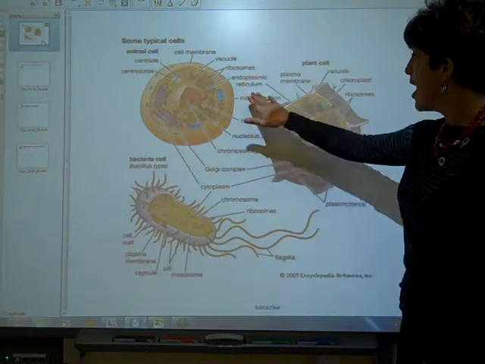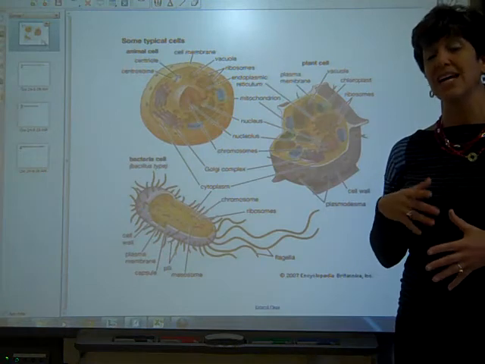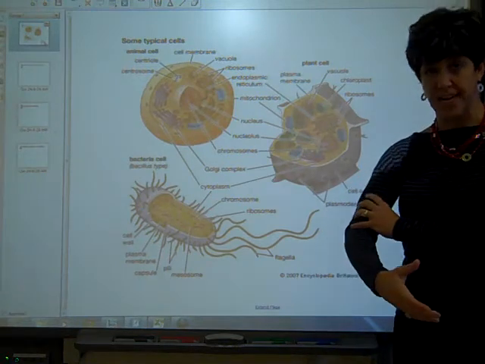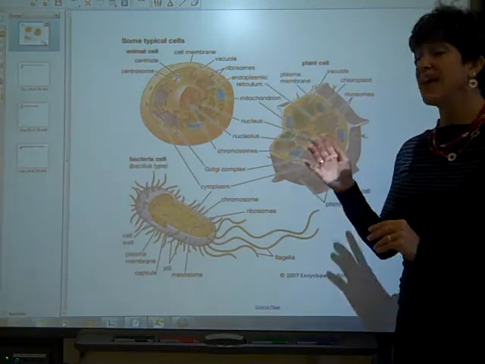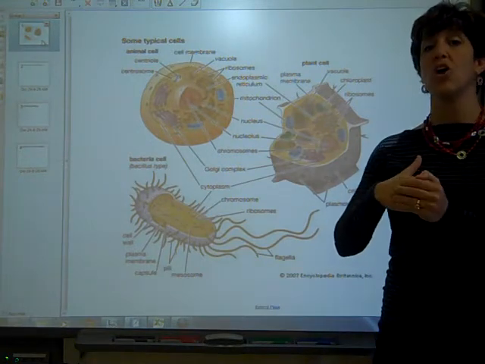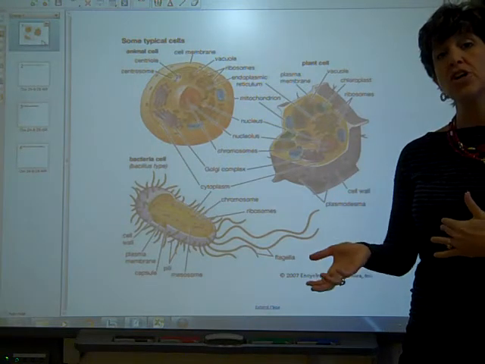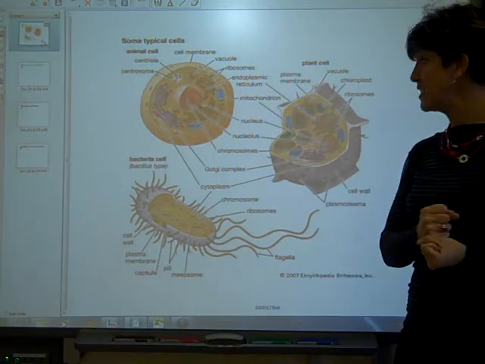Mitochondria: you're going to see a lot of mitochondria in a cell that has to produce a lot of energy. So muscle cells have a lot of mitochondria. That's where cellular respiration happens, and more specifically, it's where aerobic cellular respiration occurs. So it's going to use sugar to actually get ATP.